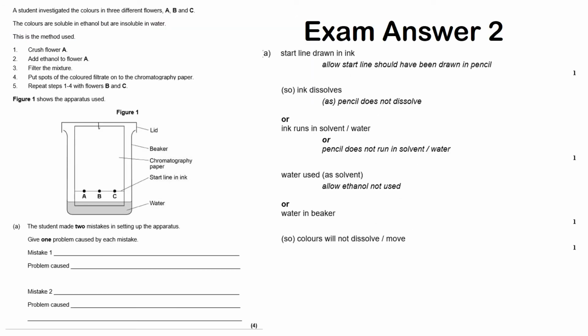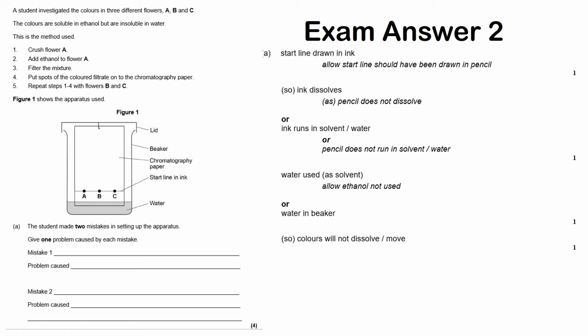Alright, exam question 2. So let's have a look. We've got a student investigated the colours in 3 different flowers, A, B and C. The colours are soluble in ethanol but are insoluble in water. This is the method used. So 1, crush flower A. 2, add ethanol to flower A. 3, filter the mixture. 4, put spots of the coloured filtrate onto the chromatography paper. Step 5, repeat steps 1 to 4 with flowers B and C. And then we've got figure 1 showing us the apparatus used.